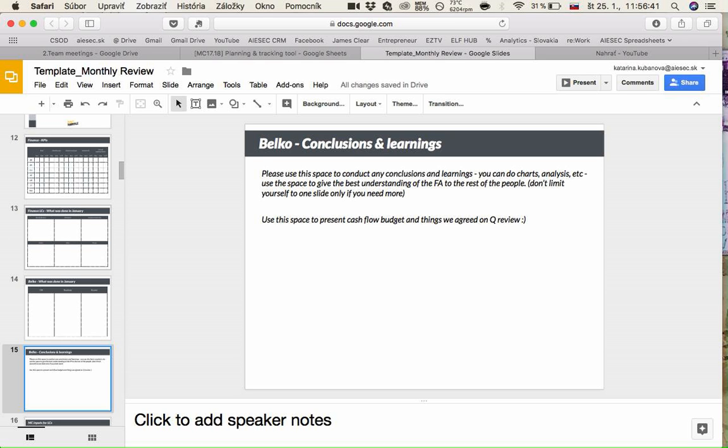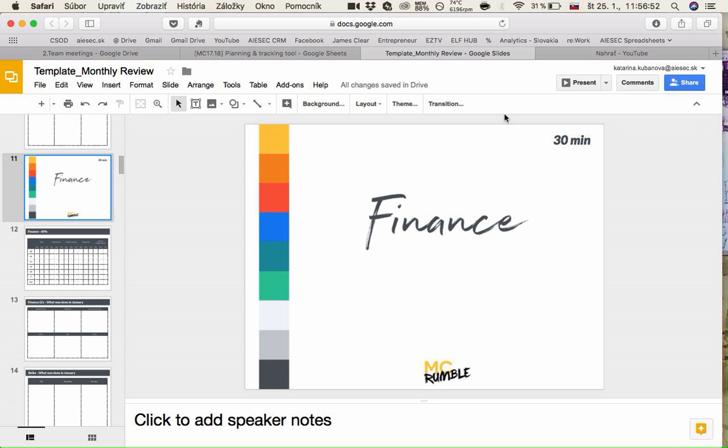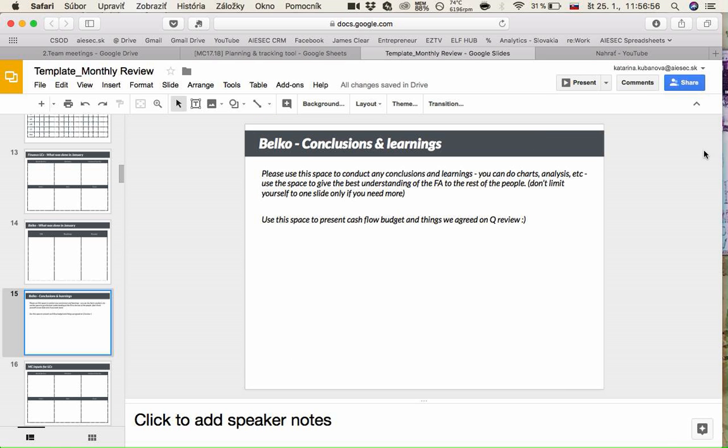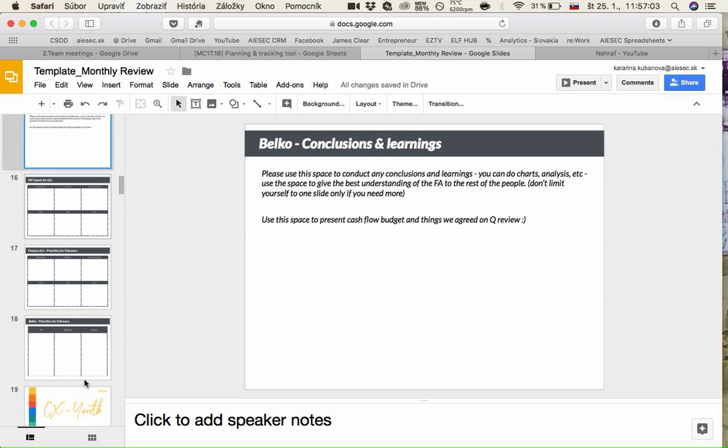When it comes to this, we are no longer going to have separate finance updates, but please, Belko, use this space to actually do the finance update. As you can see, you have 30 minutes for the whole presentation, so it should also include the things we agreed on during the quarter review. Yes.